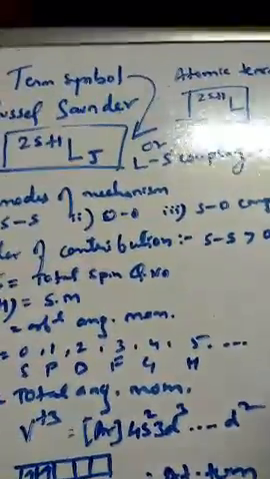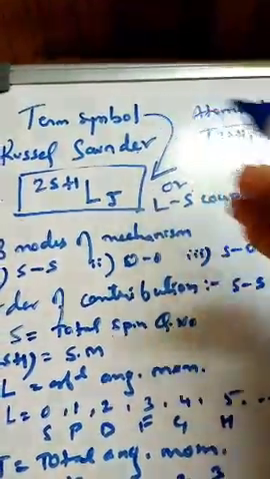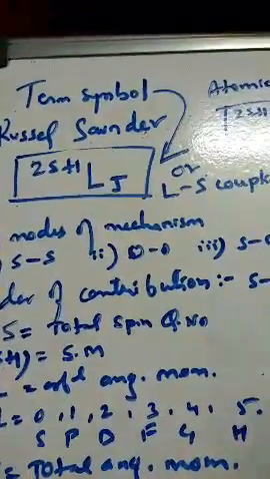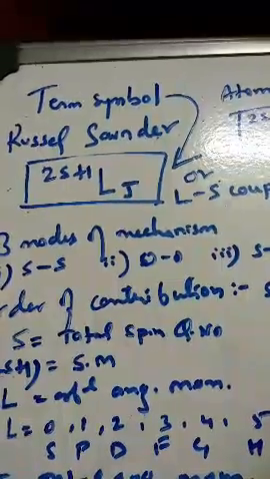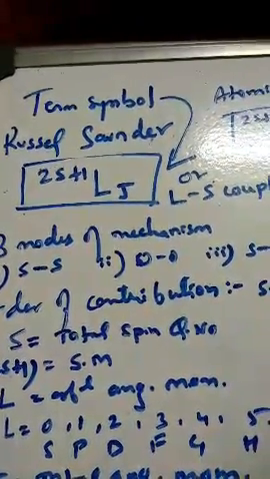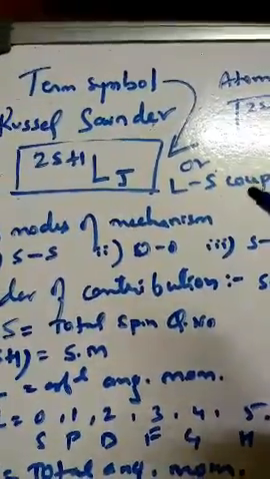Today we will learn about the term symbols for d^n configurations. So what are term symbols? In quantum mechanics, each electron has its own identity, and term symbols are given to them. If a single electron is there, there will be no question here.